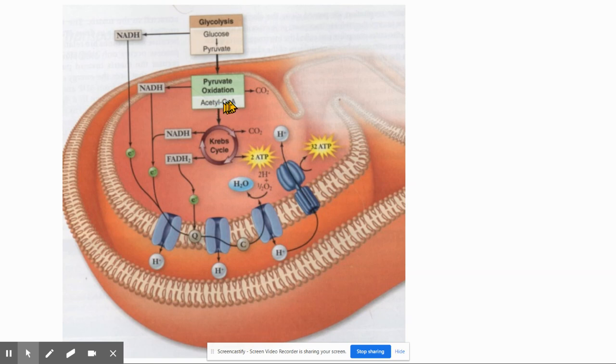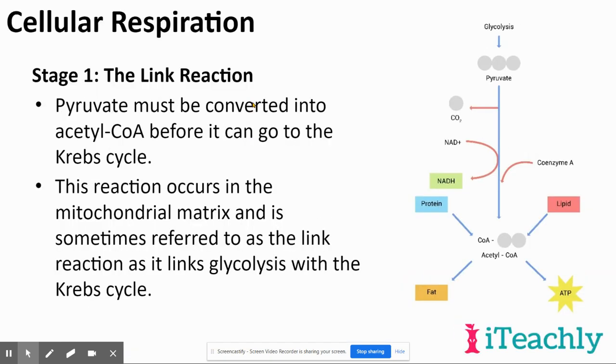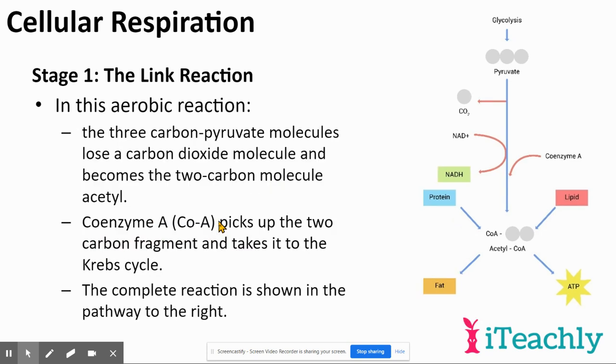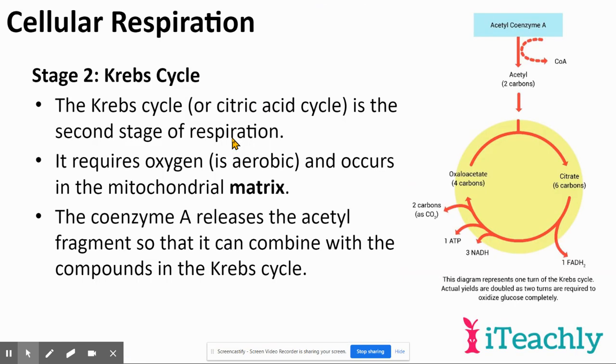But here's where you made that acetyl-CoA, and this does happen in the inner membrane. Or they call it the mitochondrial, what do they call it? They call it the mitochondrial matrix. Okay. All right. So that's acetyl-CoA. So now you are ready to go into the Krebs cycle. Or it's also called the citric acid cycle.